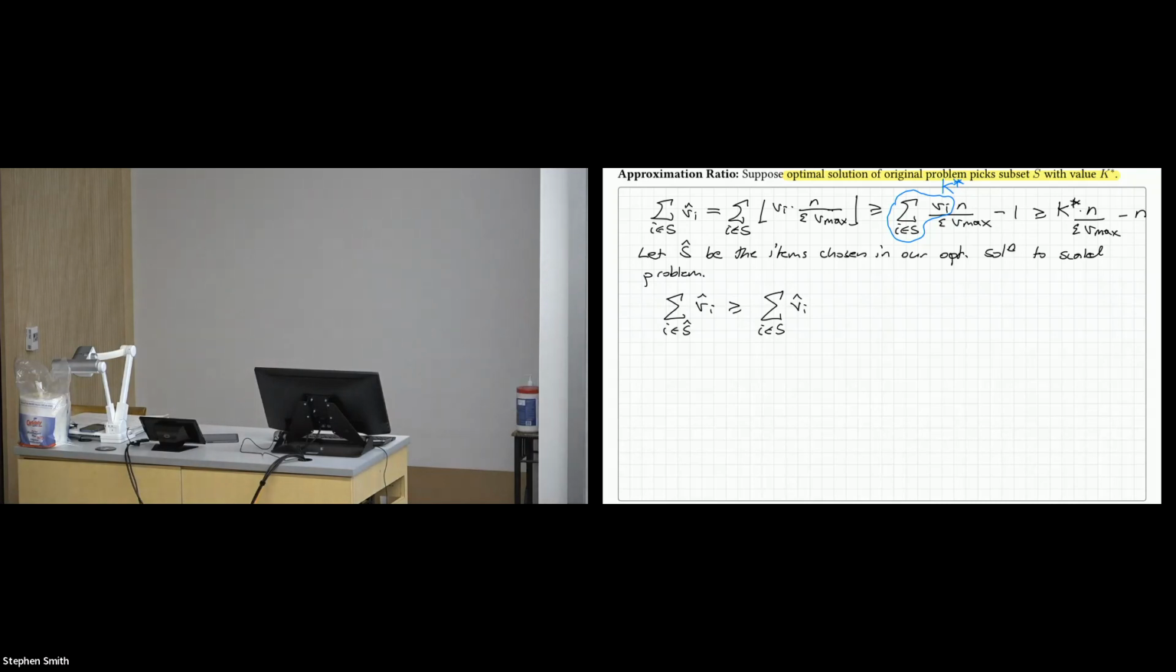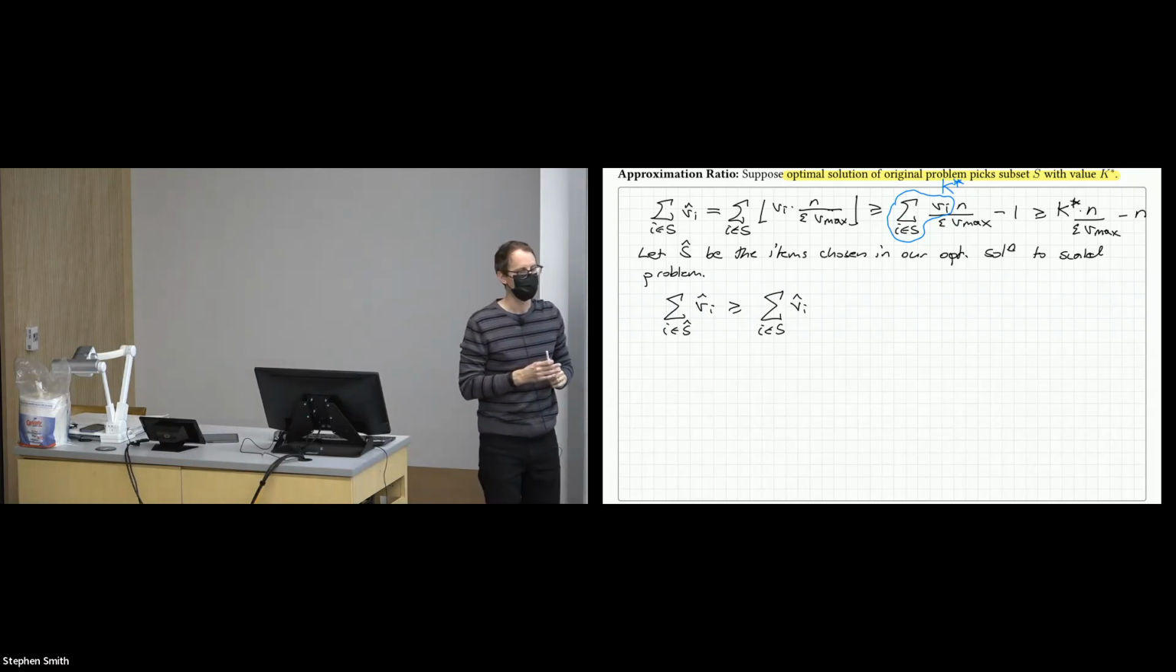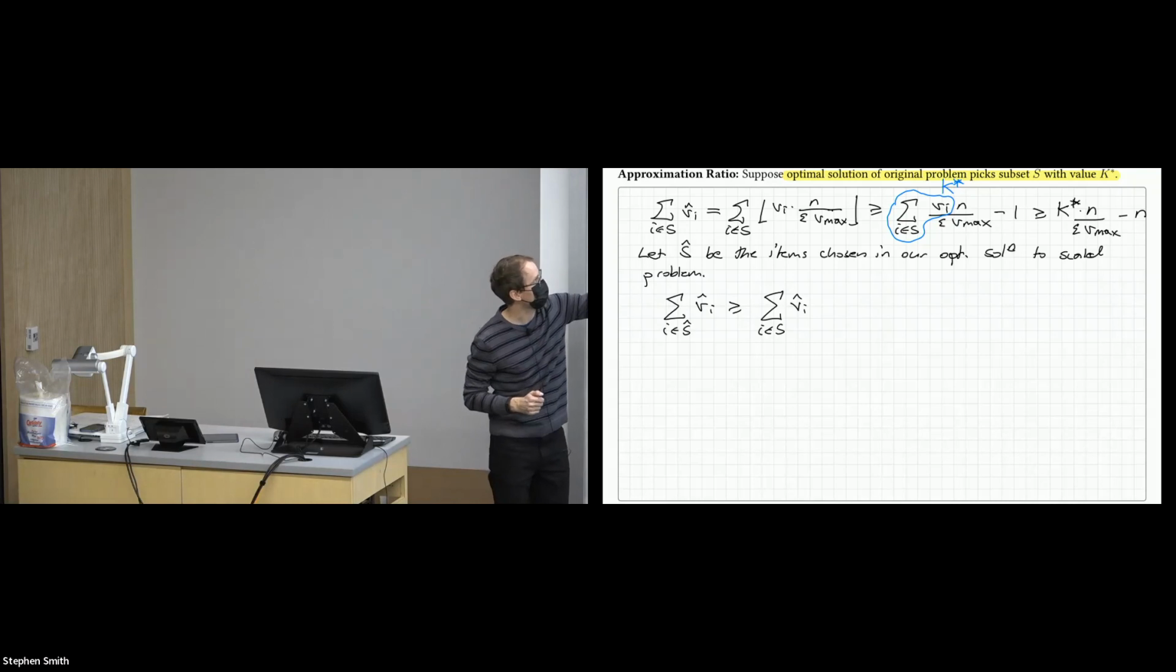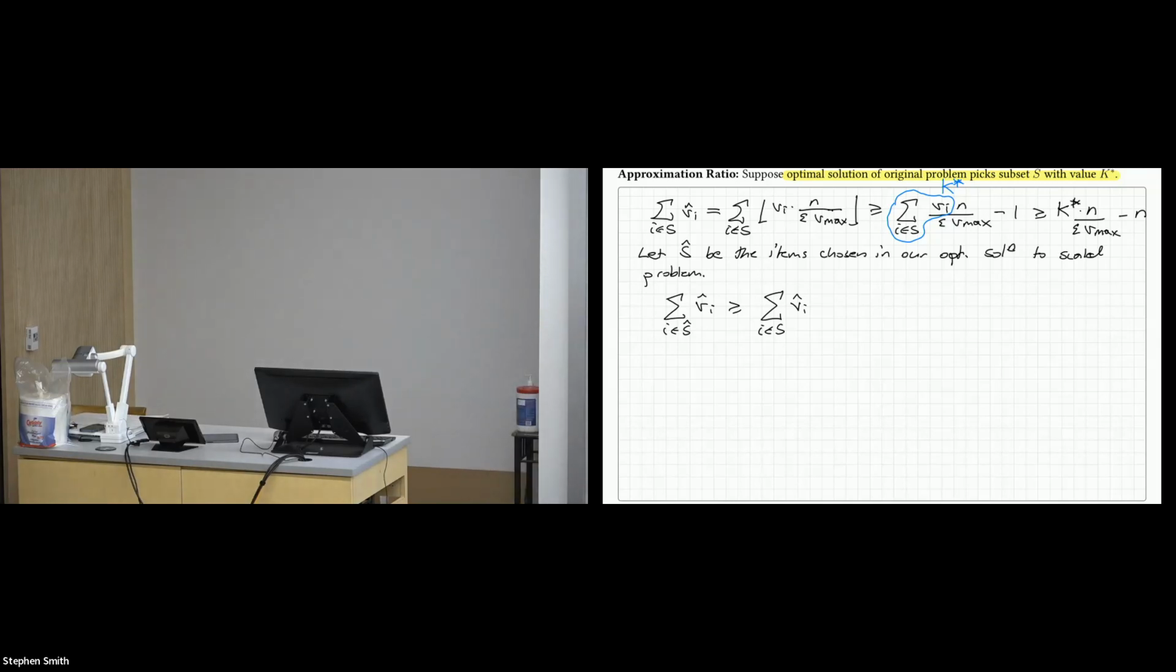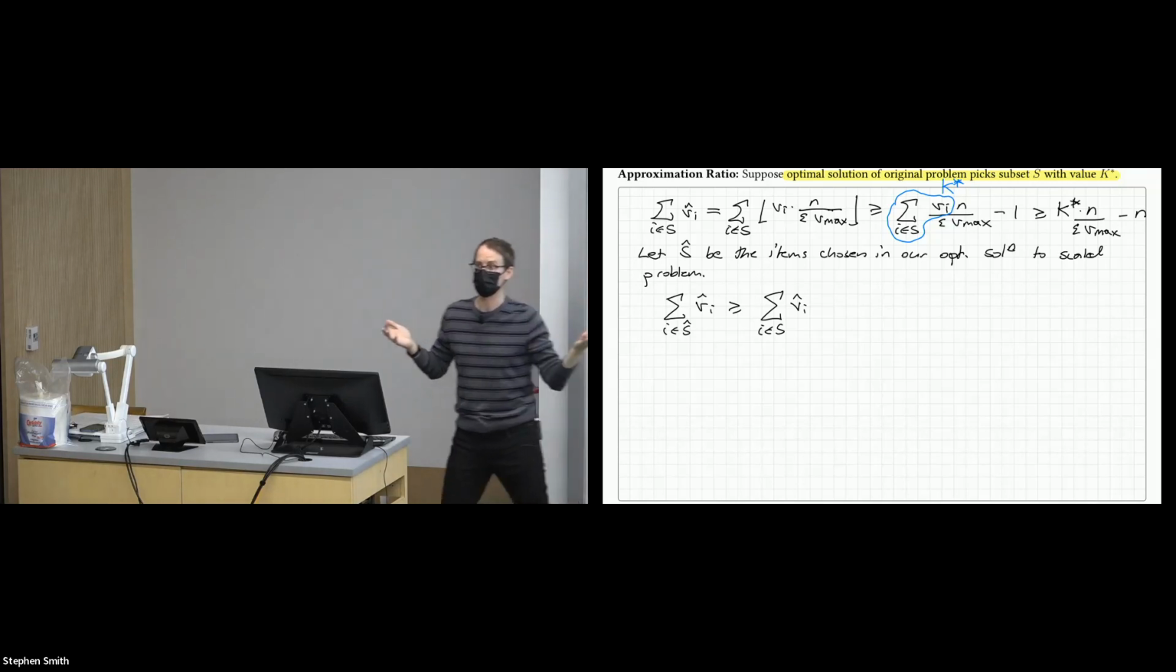So for this problem with the scaled V's, S hat is the best solution. S is not the best solution for the scaled problem. It's the best solution for the original problem, right? So S is a candidate solution for the scaled problem. This one, the hat one, is the best one. So it's got to be better than any candidate.